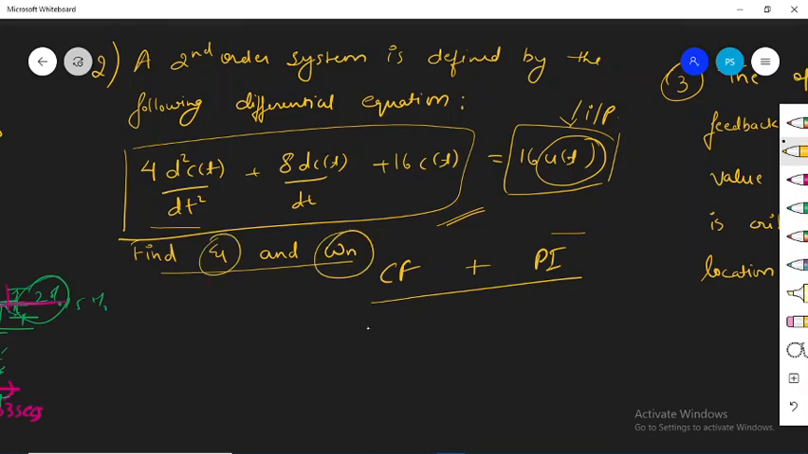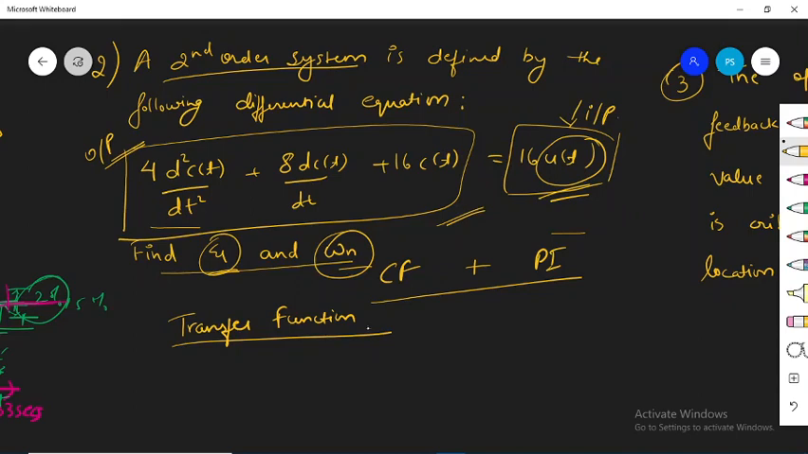So here we have to find the value of zeta and omega n. First of all, you should understand that this side of the equation represents the output and this side represents the input. In order to find zeta and omega n, it's essential that you know the transfer function of the system, and it has been given that it's a second order system. If you find the transfer function, then you can easily relate and find zeta and omega n.